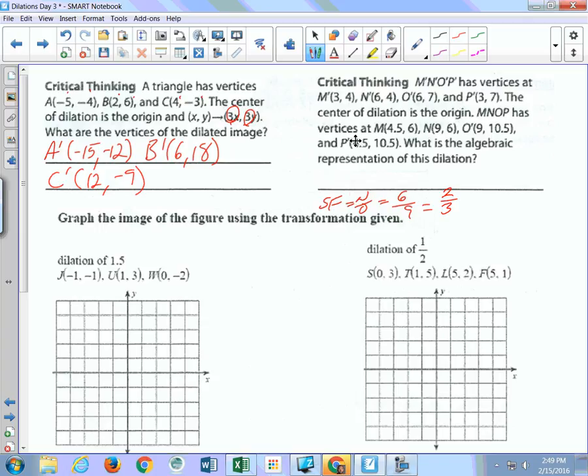So now how are we going to write the representation? What's it always start with? (x, y) arrow. Then what? (2/3 x, 2/3 y). Okay. All right. The next two are just like the page before. You multiply each scale factor times the points and plot the new points to get the new picture. We're going to skip those. I'm going to go to the next page.